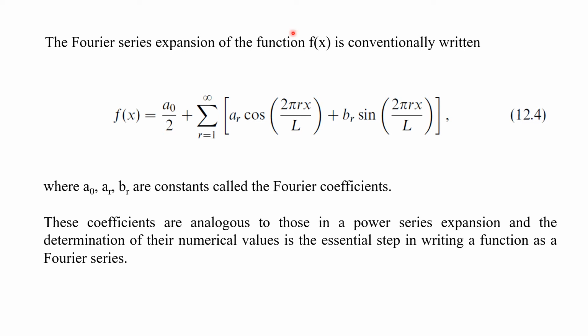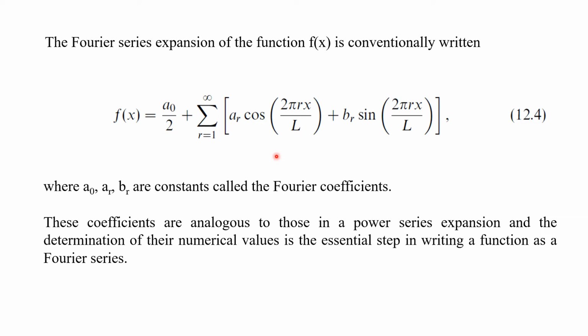The Fourier series is eventually written as the following. We have f of x is equal to a naught over 2 plus the sum from r equals 1 up to infinity of ar cosine 2 pi rx over L plus br sine 2 pi rx over L. This function is what we're going to use later to express complicated functions in terms of the sum of sines and cosines. Here, a naught, ar, and br are called your Fourier coefficients.